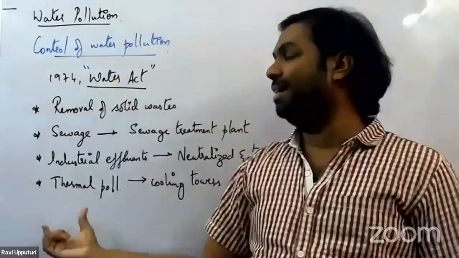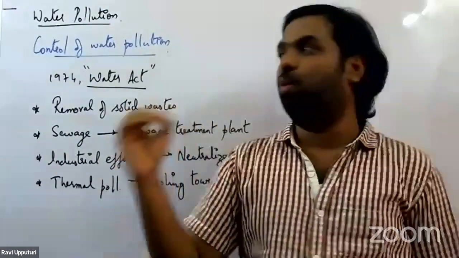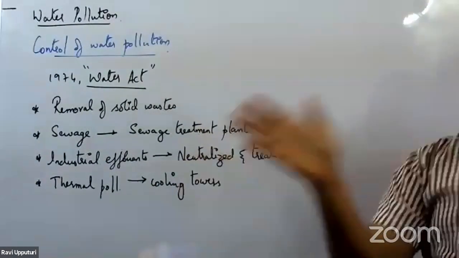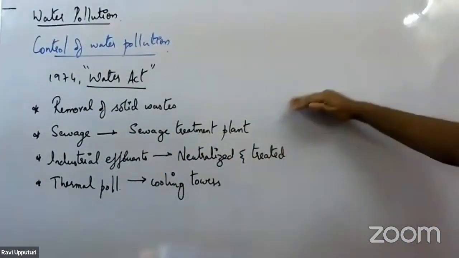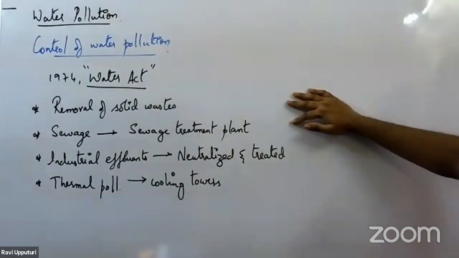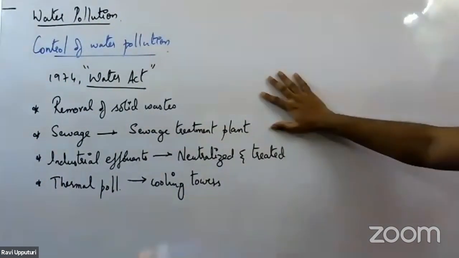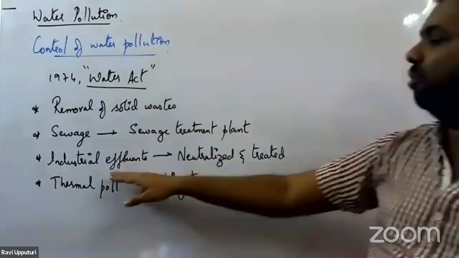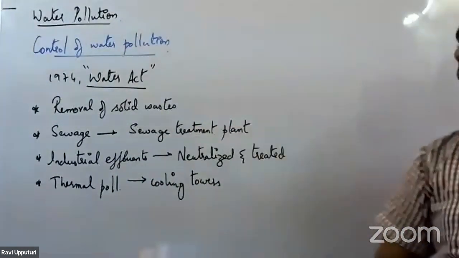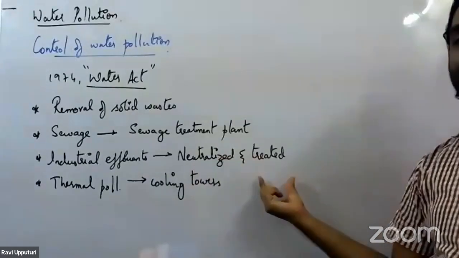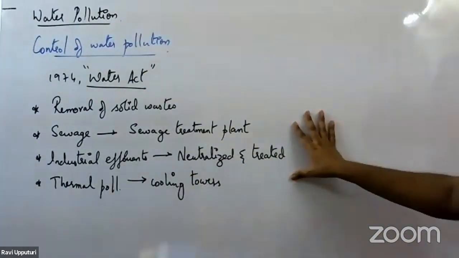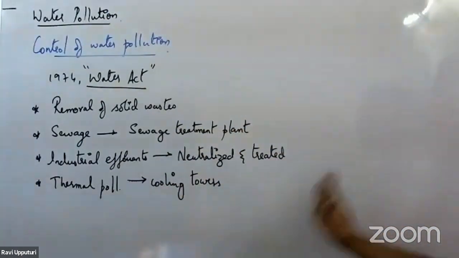So these are some of the ways we can prevent water pollution. Removal of solid waste from the domestic waste before directing it into the water bodies. Sewage water, before it is released into the water bodies, if passed through the sewage treatment plant, the amount of toxic substances present in the sewage can be drastically removed. Industrial effluents, before being directly released into the water bodies, have to be neutralized and treated such that all the toxic chemicals as well as heavy metals can be removed from the waste.